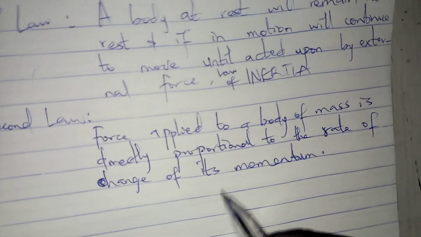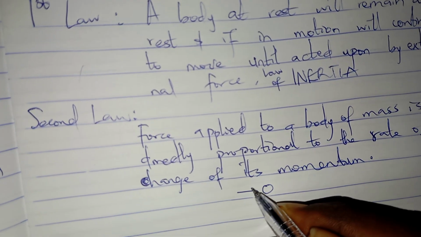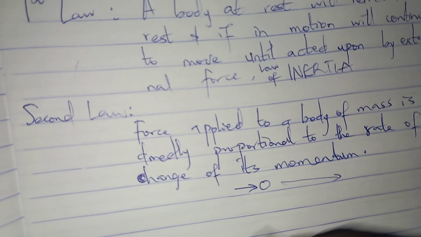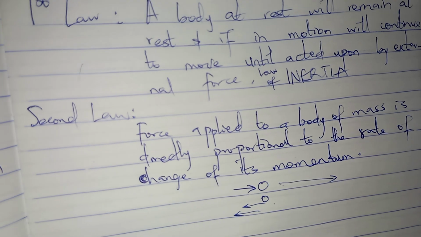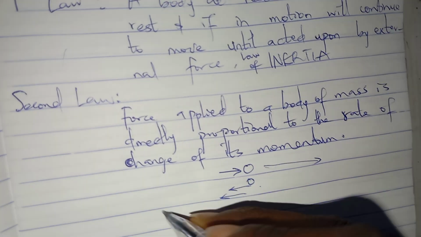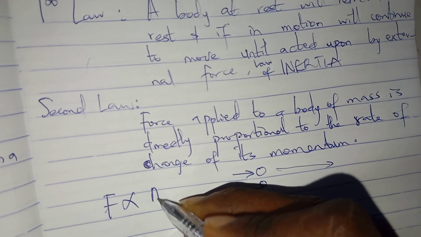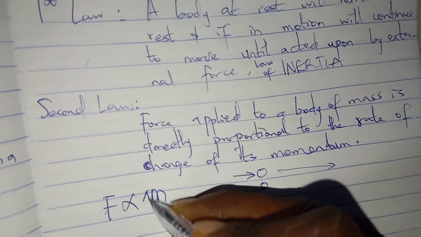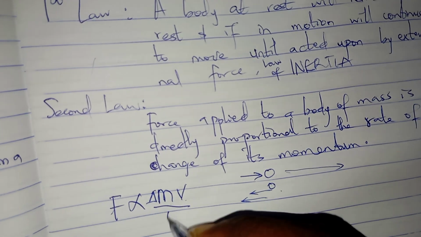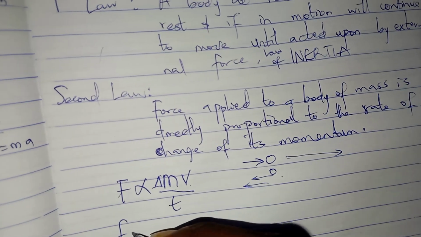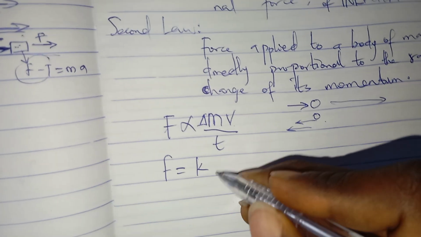So what this second law is trying to say is that if I have an object, if I apply force this way, this object will go this way. And if I apply force bringing it this way, the object will come this way. So mathematically it can be represented as F directly proportional to change in momentum. And we know that momentum is mass times velocity, so all over time. So when you introduce K, F is equal to K, a proportionality constant, which is equal to 1.